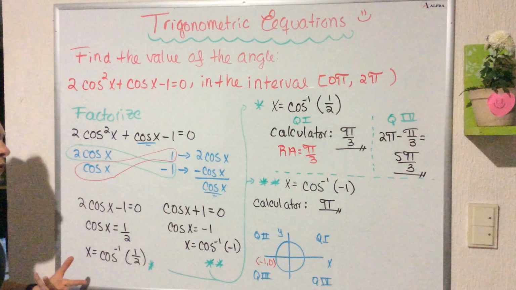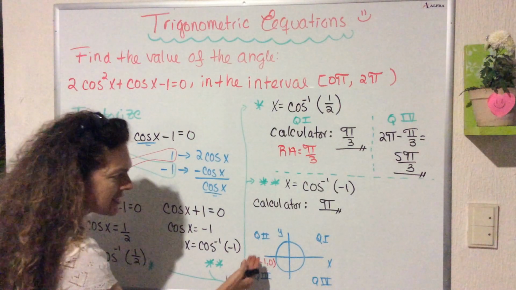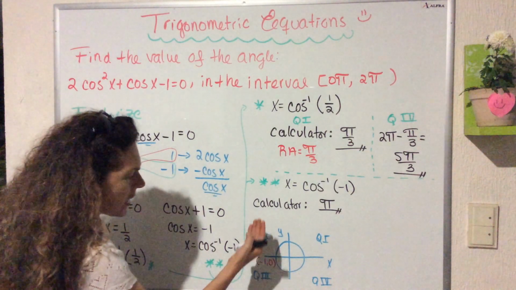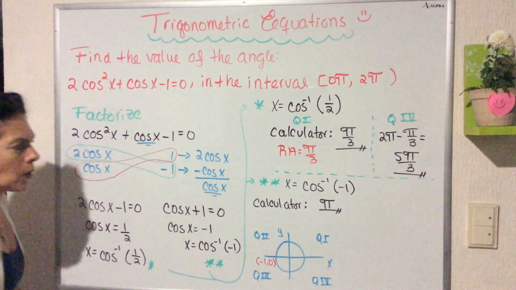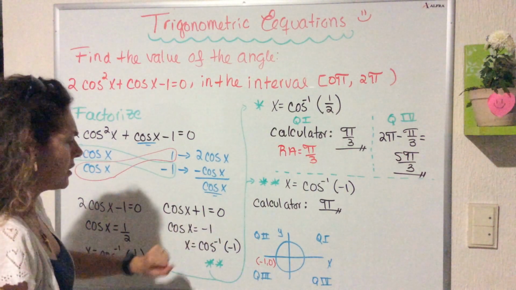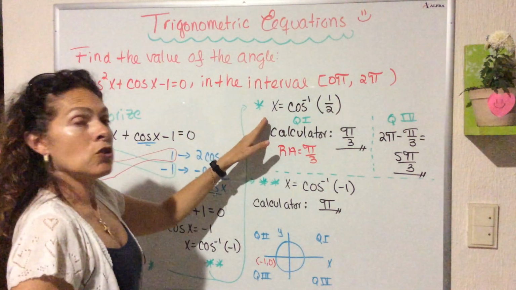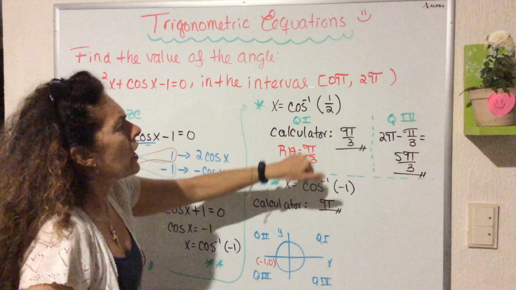And in which quadrants is cosine negative? Okay, so as this is x, the values for x in quadrant 2 and quadrant 3. But careful, I'm going to explain this to you later, okay? First, let's see this one. We're going to get the solutions for the inverse cosine of 1/2.